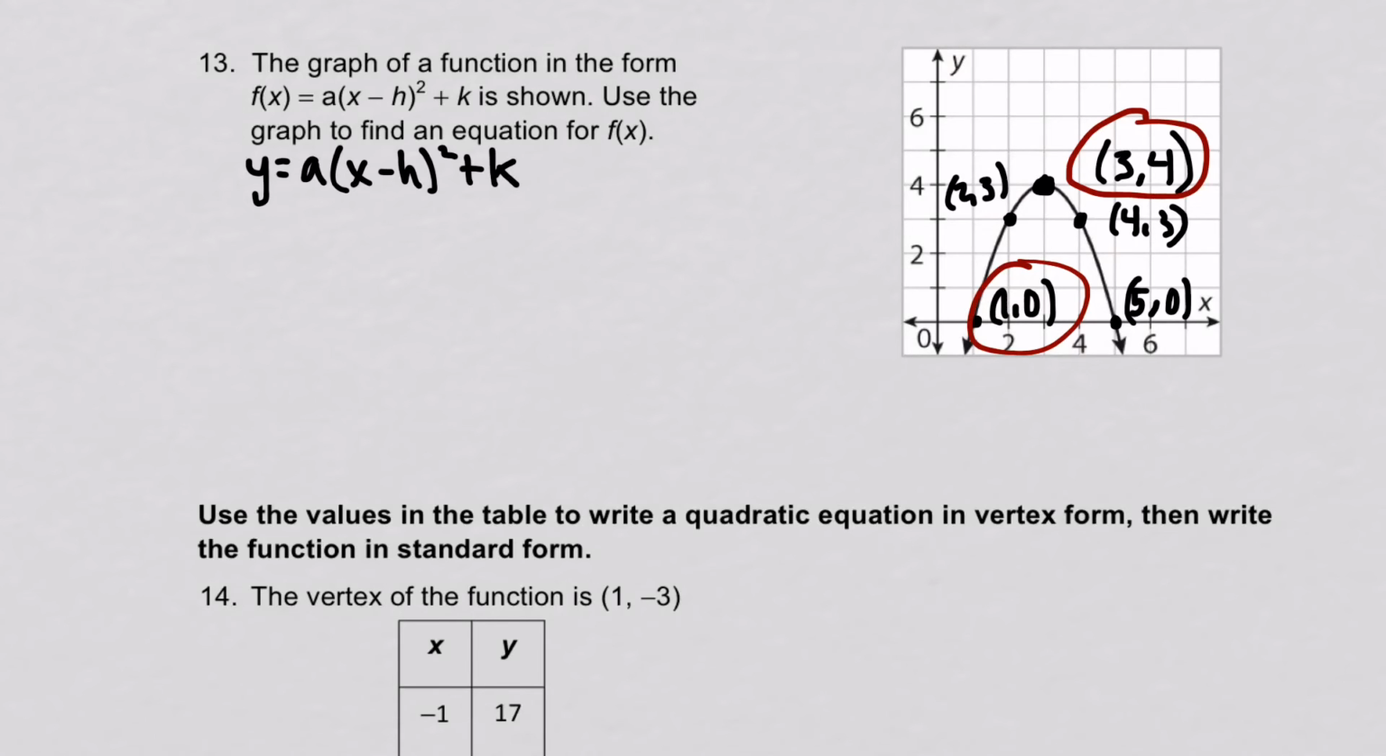You're going to go into the function right here and substitute in all of those values that I just gave you. 3, 4 is the most important one. That's the vertex, and the vertex is represented by the parameters h and k. So right away you can see h is 3 and k is 4. Substitute those in, so it's going to look like this: y equals a times the quantity x minus 3 squared plus 4.